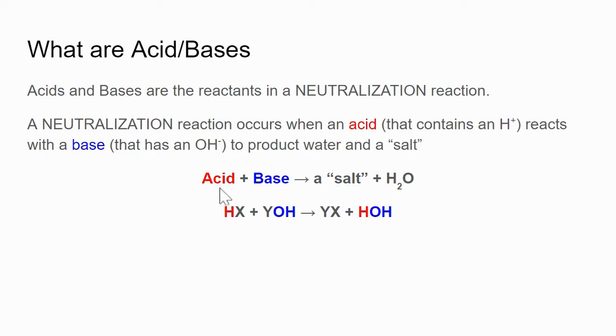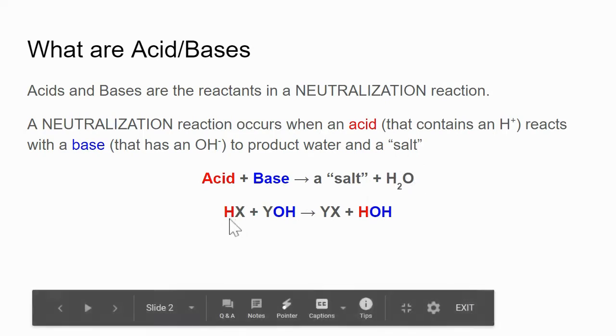So for example, here's an acid reacting with a base. The products would be a salt and H2O. And then here is an acid because it has an H, and a base because it has an OH, producing H2O. Here's the water. So this H becomes part of water. This OH becomes the other part of water. And then what's left is the salt from the acid and the base.